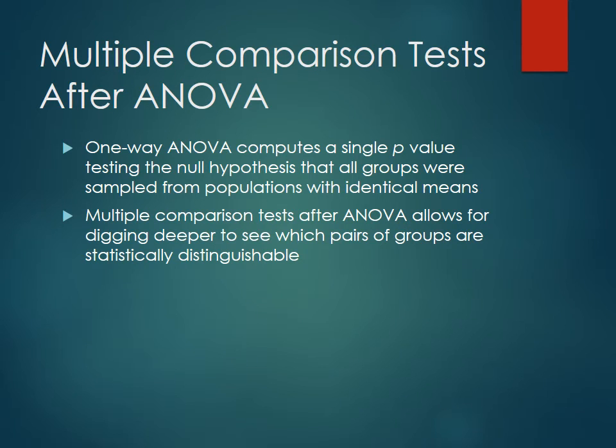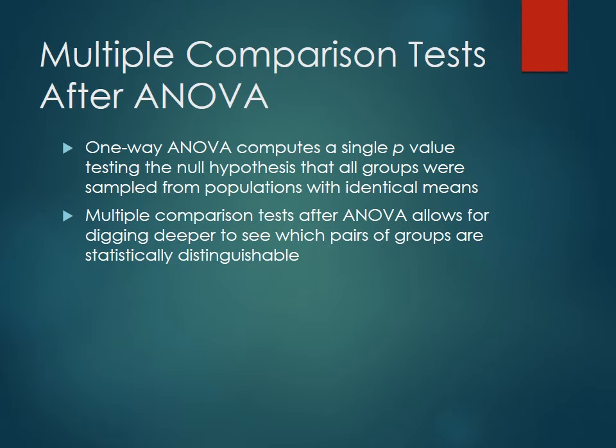So again, one-way ANOVA is going to compute a single p-value testing the null hypothesis that all the groups were sampled from populations with identical means. If we can reject that, we know that there is some sort of difference in the means between the groups. These multiple comparison tests allow us to dig deeper and see which pairs of groups are statistically distinguishable. We already have an idea of that by looking at the previous data.